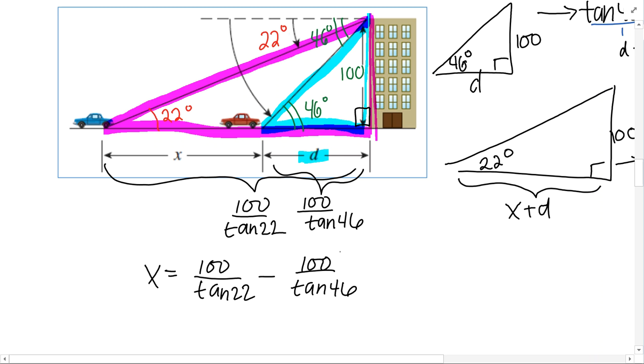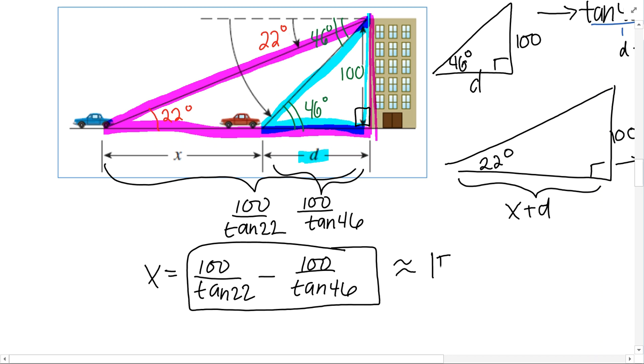Okay. Yes, you could have found d and got a decimal, and you could have found the whole thing and got a decimal. I'm just going to do it all in a calculator. If you do it all in the calculator once, you're going to have less rounding issues. Okay, so in a calculator, plug all that in, and we're going to get 150.9 feet.